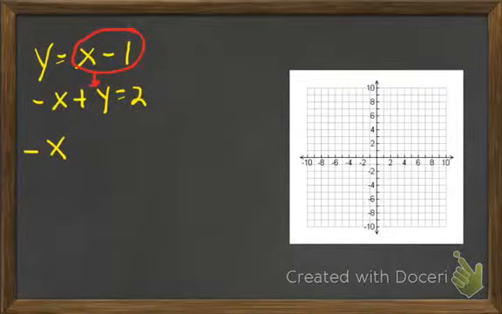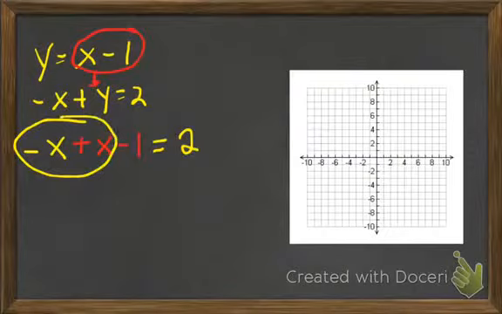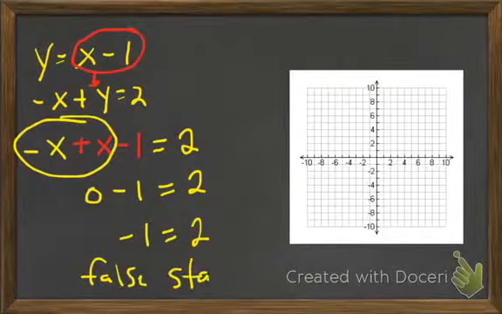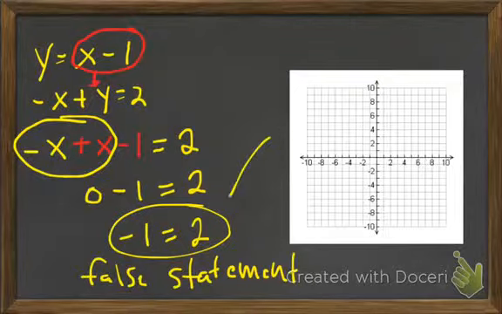Minus x, and we're going to add x minus 1, and all that equals 2. Okay, so there we have it. That's the beginning, and now we're going to simplify and combine our like terms. If I have a positive x, take away an x, that equals 0, minus 1, and that all equals 2. If you look at this, this is a false statement, and as a result, there is no solution.